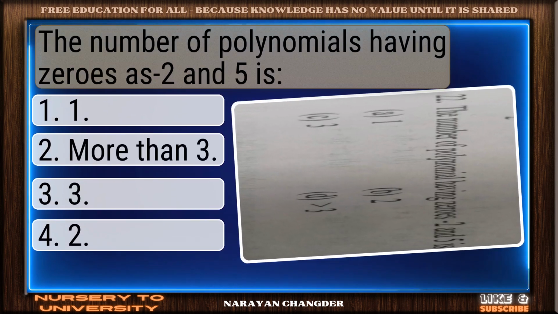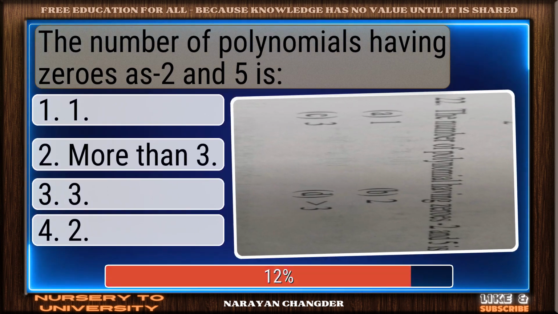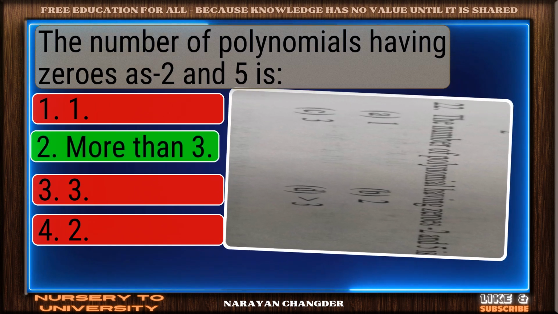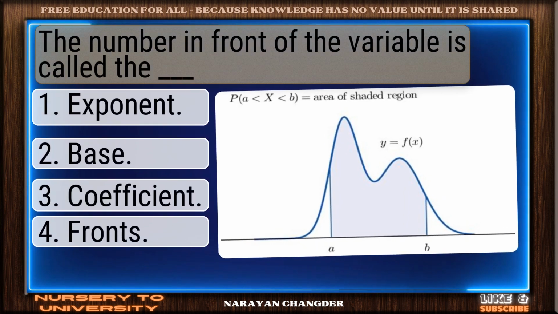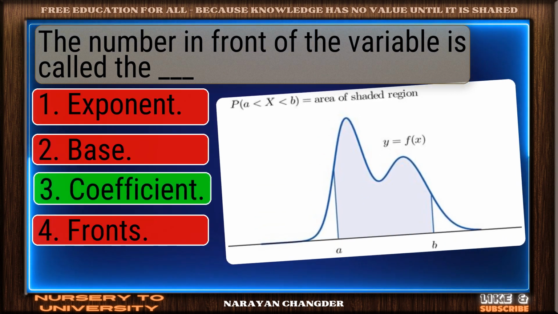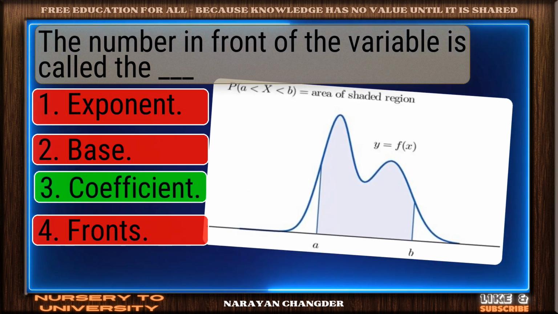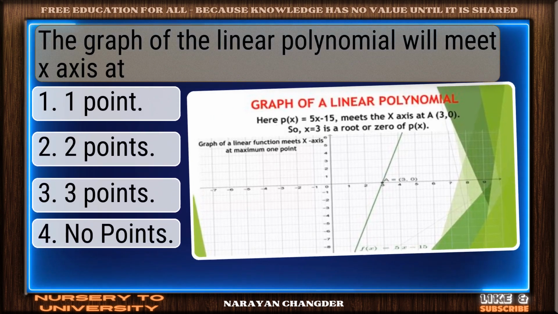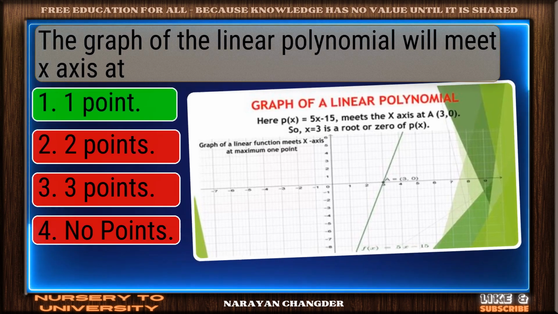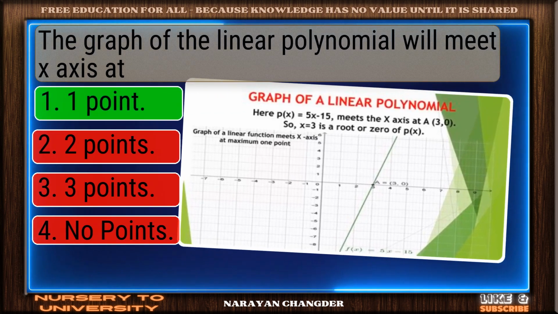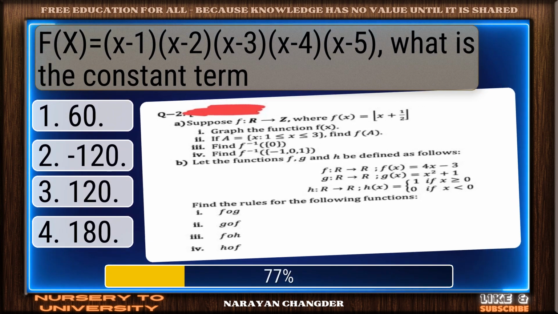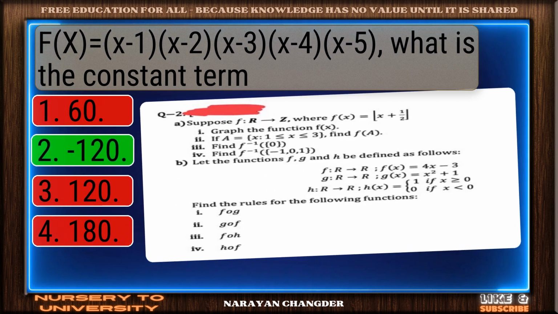The number of polynomials having zeros as 2 and 5 is... Excellent. More than 3 is well reasoned. The number in front of the variable is called the dash. You chose coefficient. Correct. The graph of the linear polynomial will meet x-axis at... Good job. 1 point works well. What is the constant term? Great job. 120 is accurate.